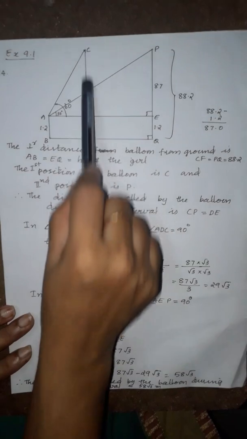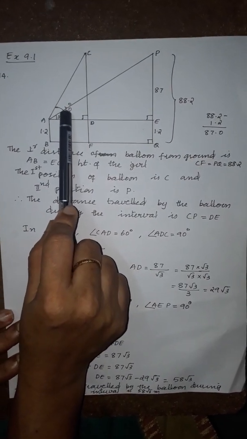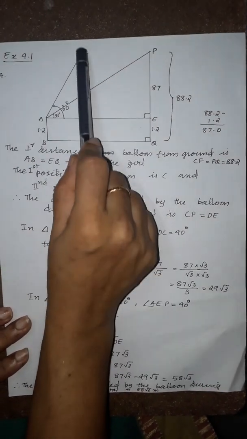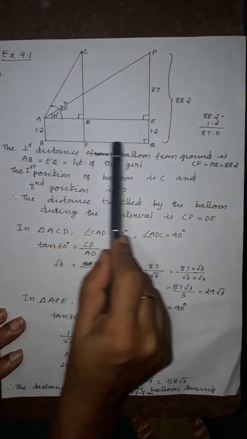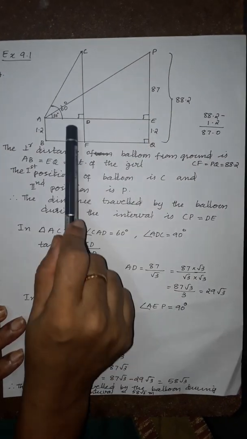In triangle ACD, angle CAD is equal to 60 degrees, the acute angle given. Angle CDA is equal to 90 degrees. Why 90 degrees? Because the perpendicular distance is given, and the horizontal level is parallel to this one. This line is perpendicular, this also is perpendicular, and these are parallel. So angle ADC is 90 degrees.